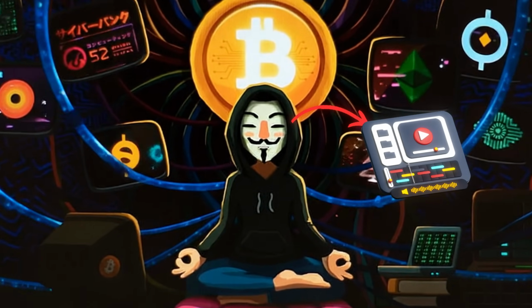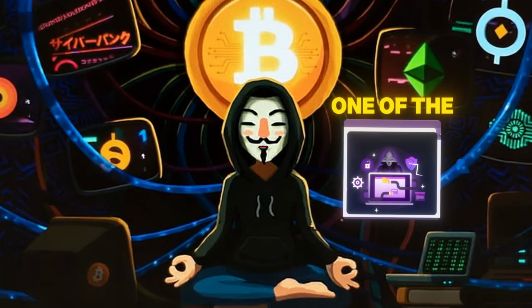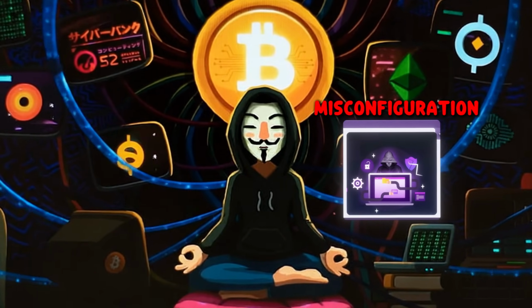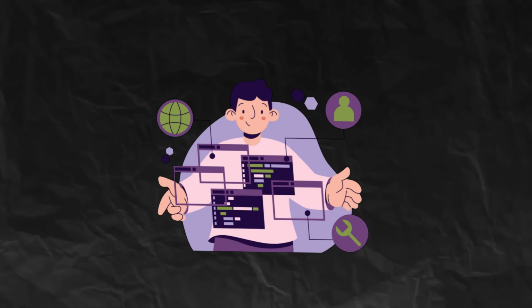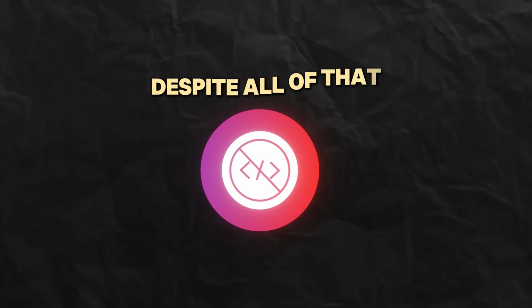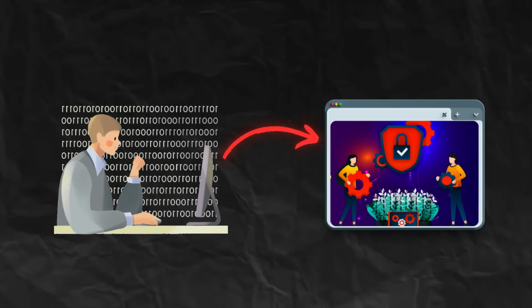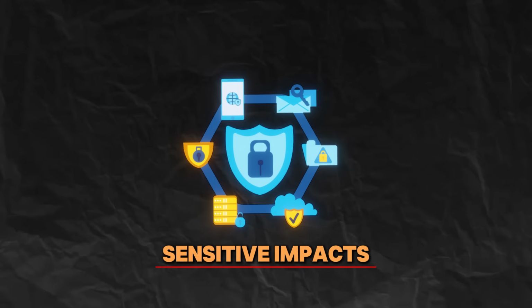In this video, we are going to talk about one of the most interesting and easy misconfigurations that you can look for when you're doing bug bounty, pen testing or ethical hacking. This method is actually very easy, but despite that, if you're able to find this particular misconfiguration in your target, then it can give you a lot of sensitive impacts.